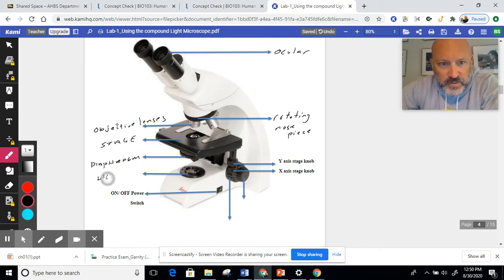Here's our light source. On-off switch. This is the coarse focus knob, and then the fine focus knob. And then over here we have our y-axis stage knob and x-axis stage knob.